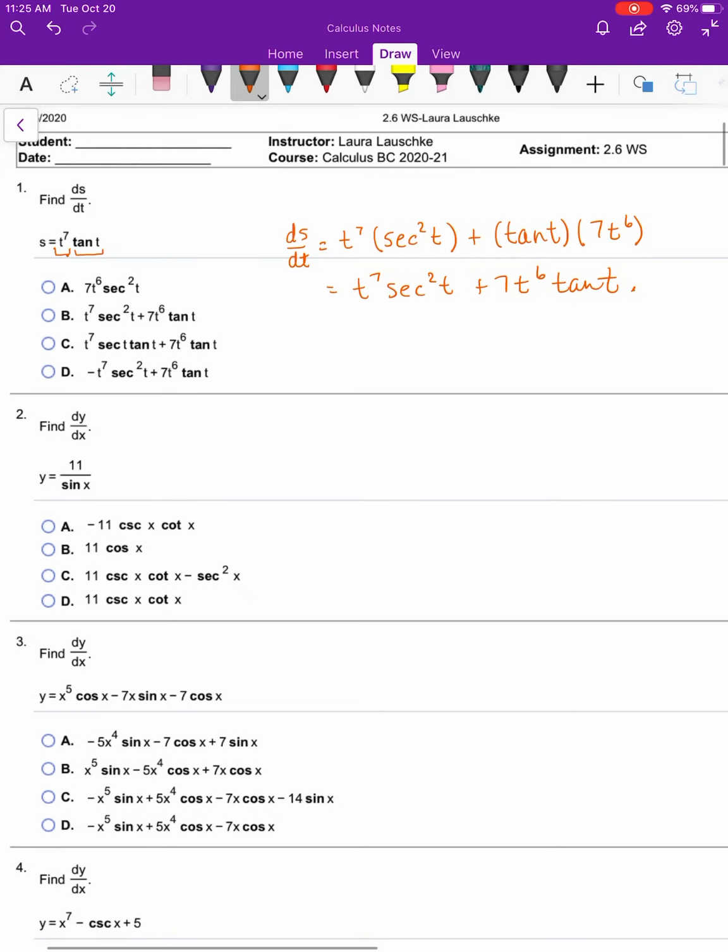Remember to always put your polynomial in front of your trig function, okay? So you want that in the front.